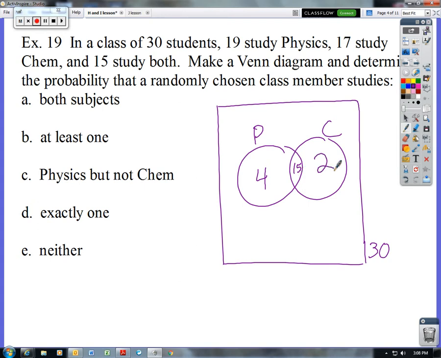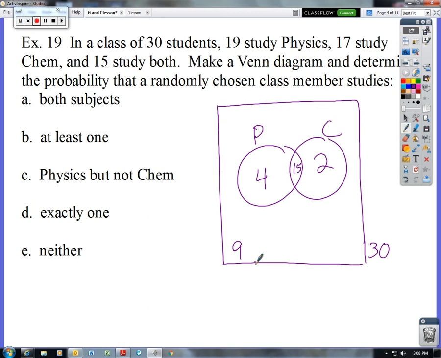And then it's also handy to figure out how many are left over altogether. So you've got 19 plus 2 is 21. 21 from 30 is 9. So you can put the complement of P union C out here. Now we can answer the questions.